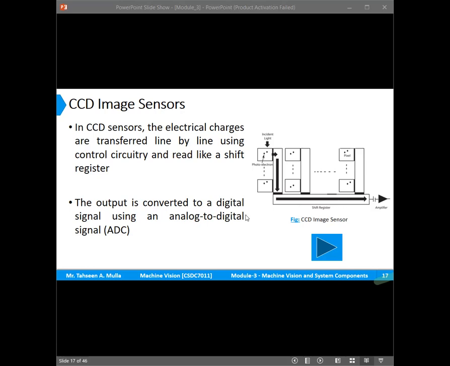Now in most CMOS sensors, at each pixel, there are some ICs, right, integrated circuits, which are used to convert the electrical energy to voltage, which is then transferred to the wires.